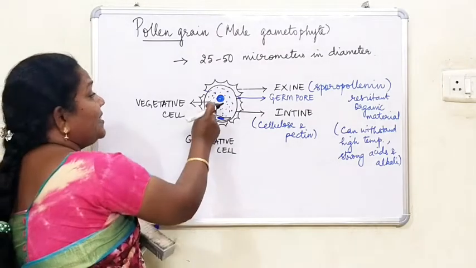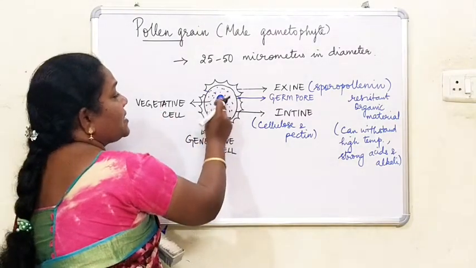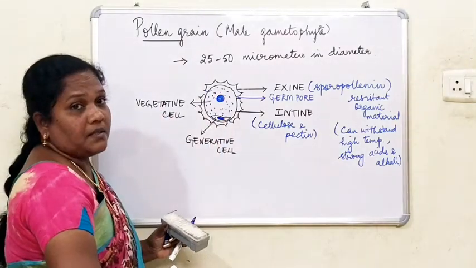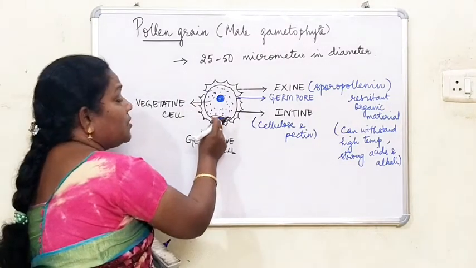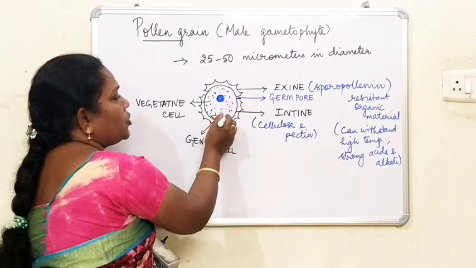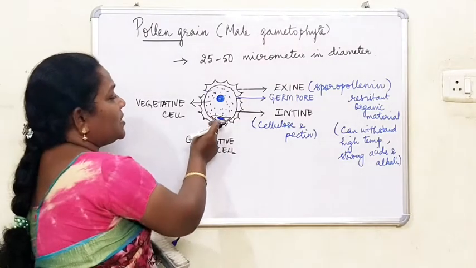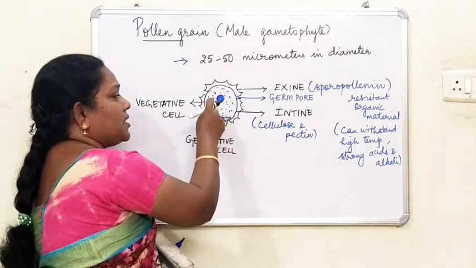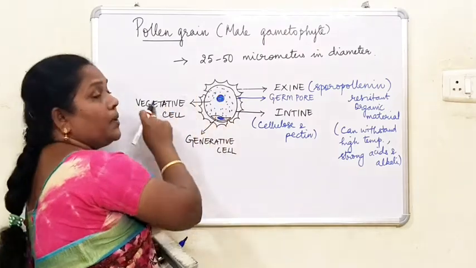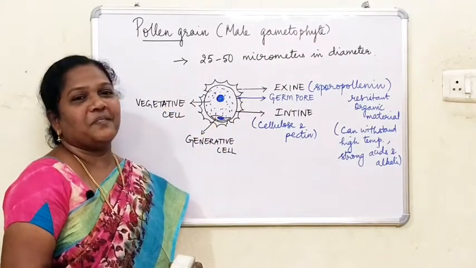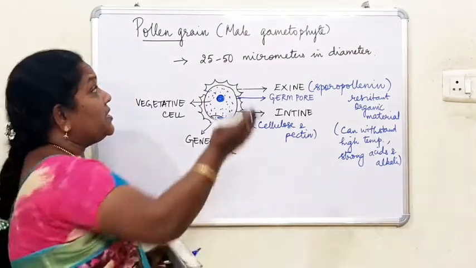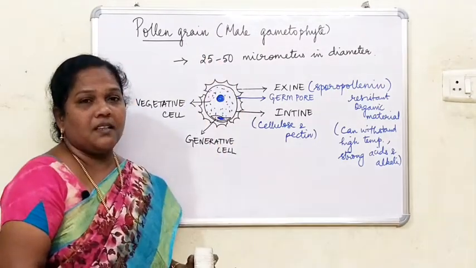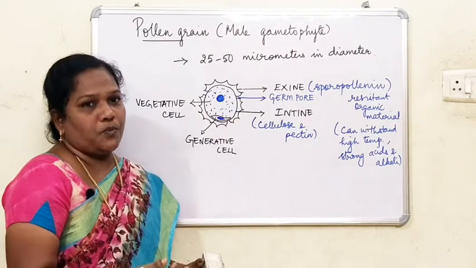Okay, and here when you look at the vegetative cell, it has an irregular shaped nucleus. Also cytoplasm is present. Likewise, here the generative cell also has a nucleus and a cytoplasm. But when you look at the generative cell, it is seen floating inside the cytoplasm of the vegetative cell.